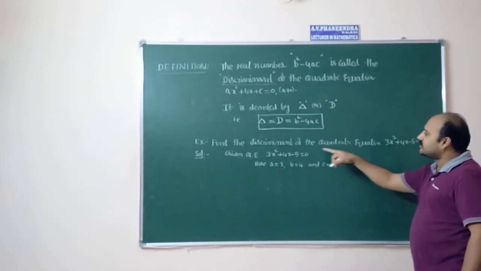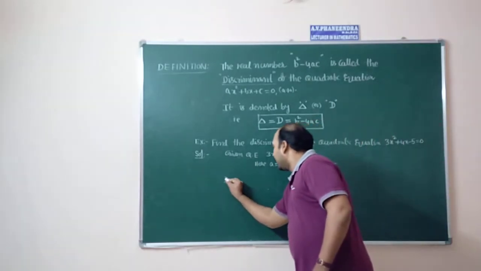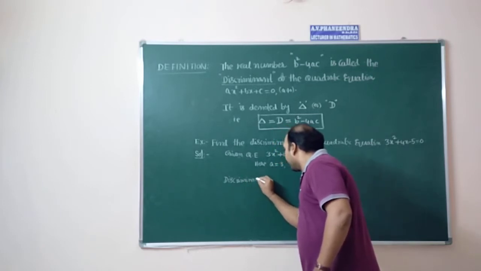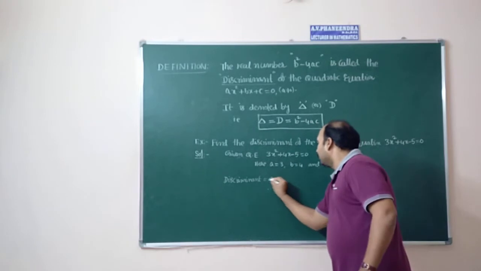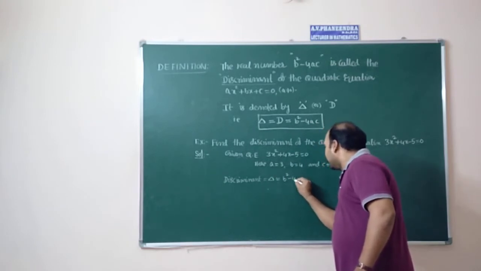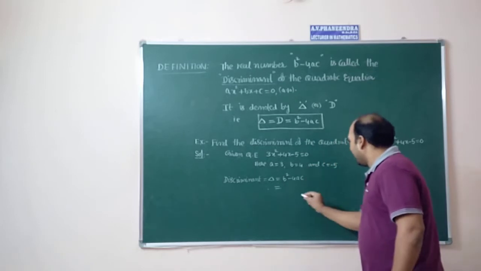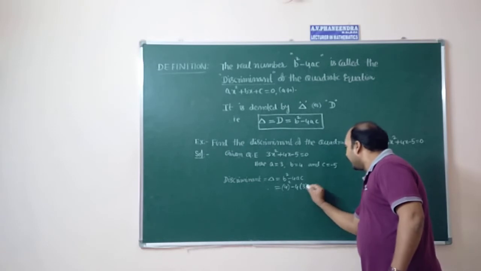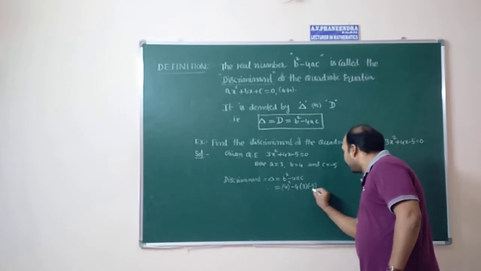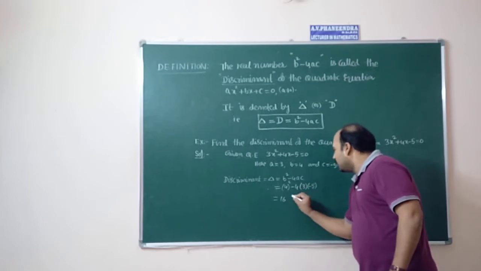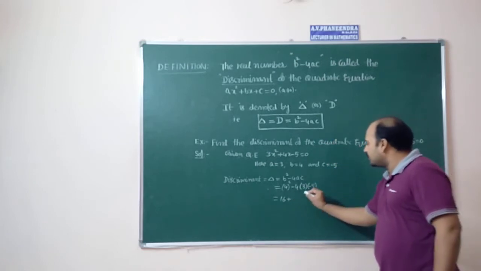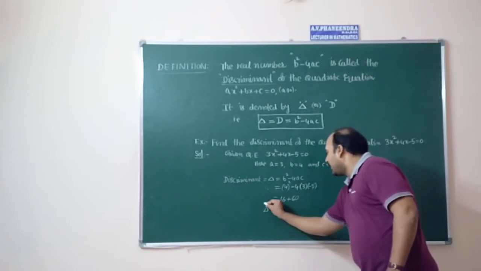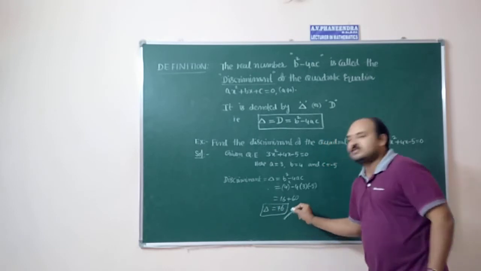They are asking to calculate the discriminant. So now the discriminant delta equal to b square minus 4ac, which is equal to 4 square minus 4 into a value 3 and c value minus 5, which is equal to 16 plus 4 threes are 12, 12 fives are 60, which is equal to 76. Therefore, the discriminant of the given quadratic equation is 76.